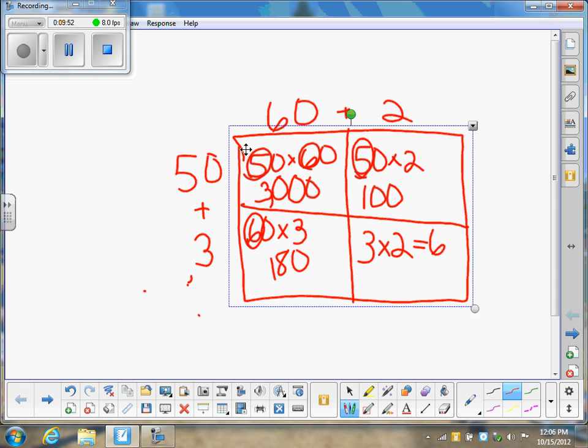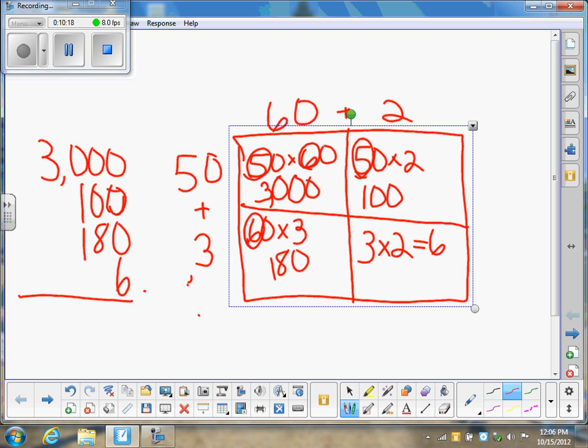You add the products. 3,000, 100, 180, 6. 0 plus 0 plus 0 is 6. 0 plus 0 plus 8 is 8. 0 plus 1 is 2. 3 plus nothing is 3. And your answer will be 3,286.